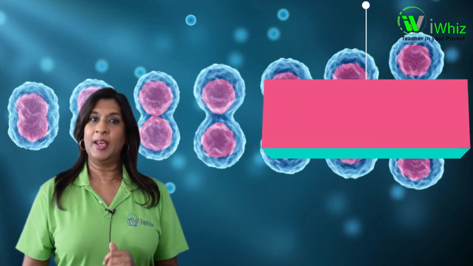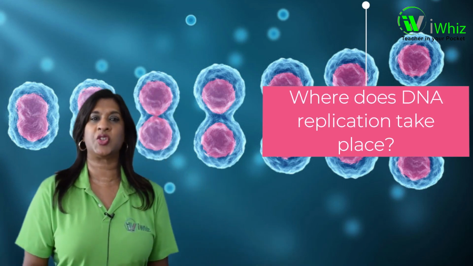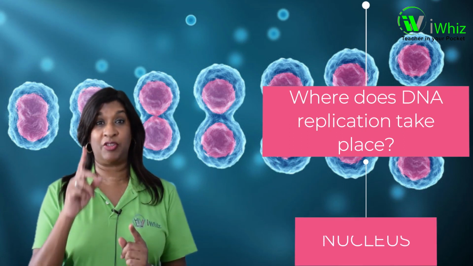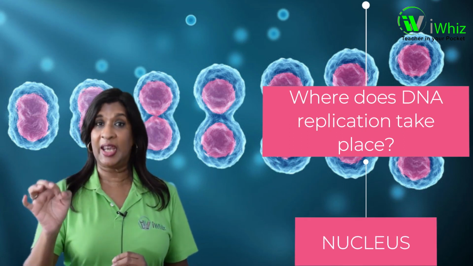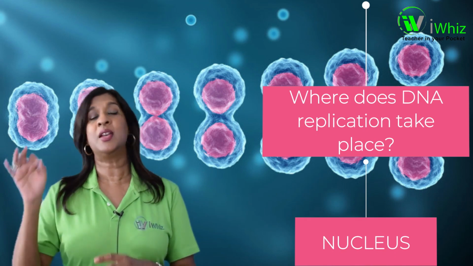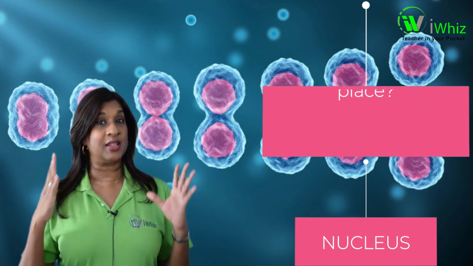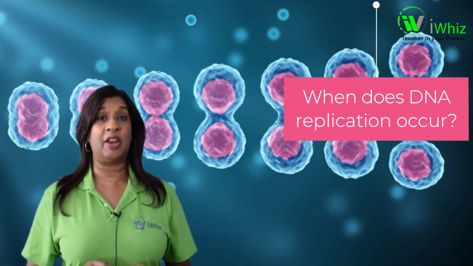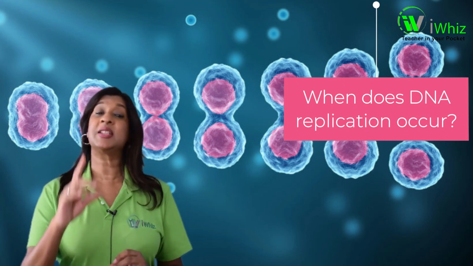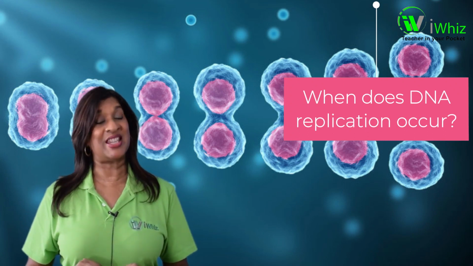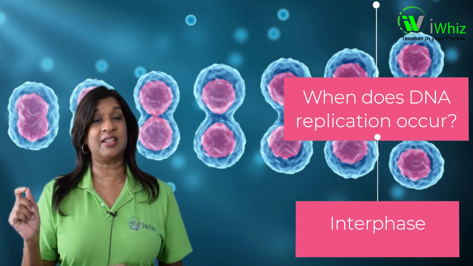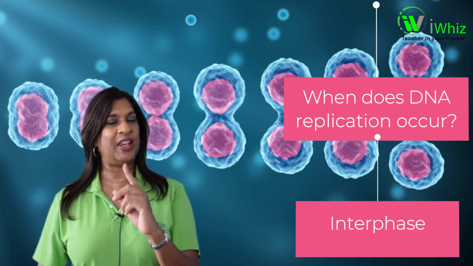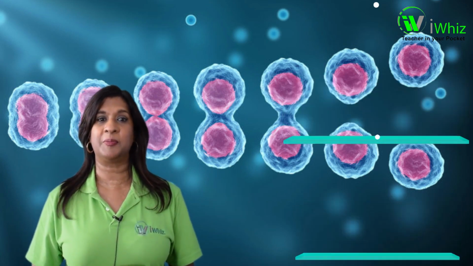Right. Here's another very simple, basic question. Where does DNA replication happen? It happens in the nucleus, because remember, your DNA, your chromatin, your chromosomes are there in the nucleus. So the answer is nucleus. Next question. When does DNA replication happen? Right. DNA replication happens in the interphase of the cell cycle. Remember, this is before your cell divides, right? So it would be the interphase of the cell cycle.